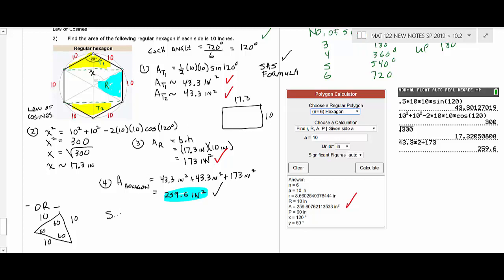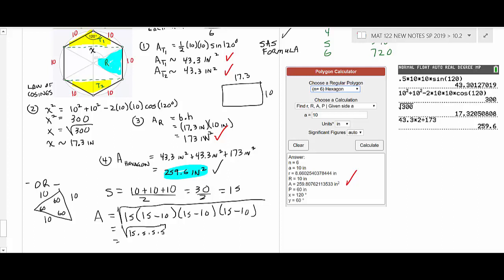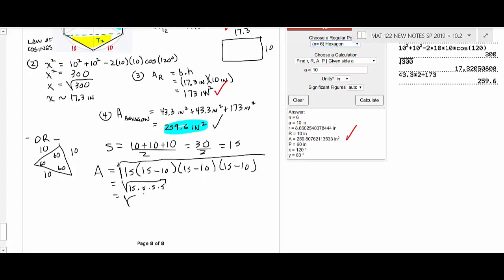So if you did Heron's formula, then you could just do semi-perimeter is 10 plus 10 plus 10 over 2. So that's 30 over 2. So that's 15. Then Heron's formula, you would just do this. You would do 15 times 15 minus 10, 15 minus 10, 15 minus 10. Okay, like that. And then that would end up just giving you 15 times 5 times 5 times 5. Okay, so that would end up being just the square root of 15 times 125.